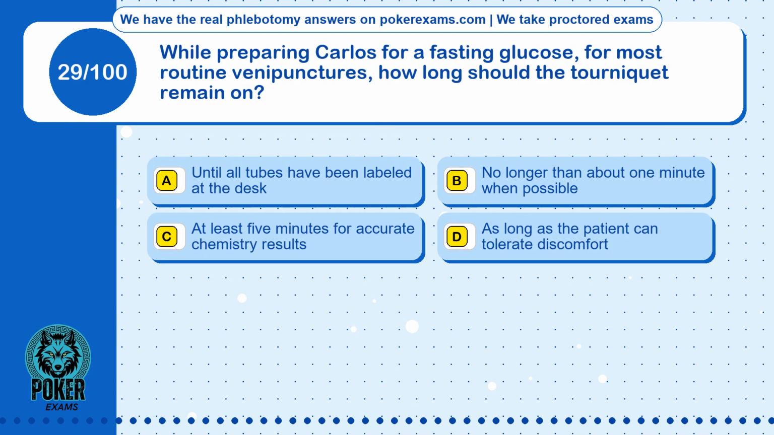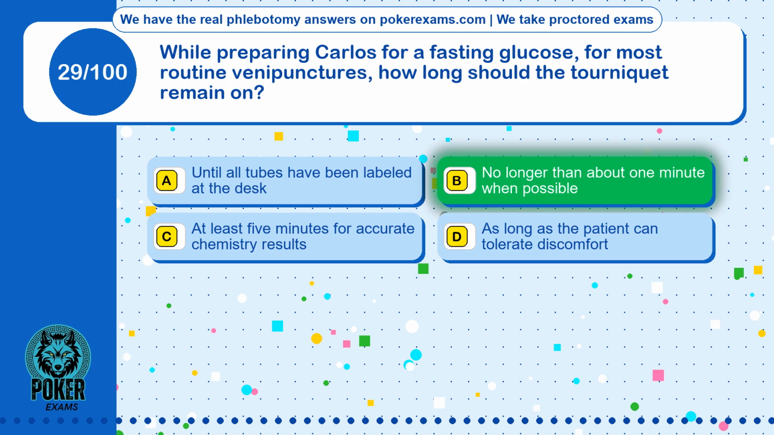Question 29. While preparing Carlos for a fasting glucose, for most routine venipunctures, how long should the tourniquet remain on? Option A, until all tubes have been labeled at the desk. Option B, no longer than about 1 minute when possible. Option C, at least 5 minutes for accurate chemistry results. Option D, as long as the patient can tolerate discomfort.